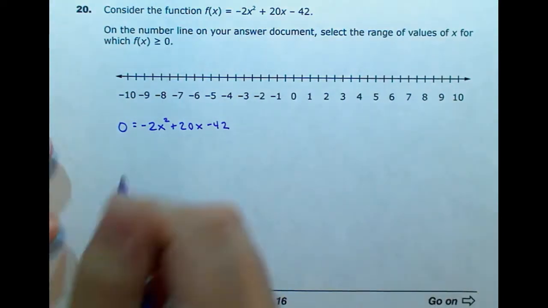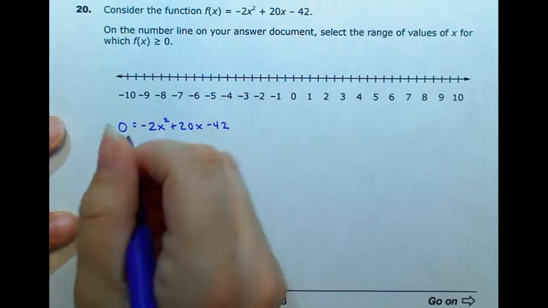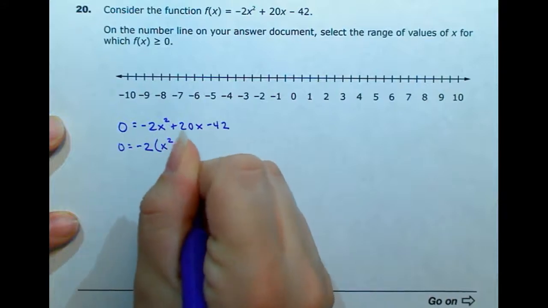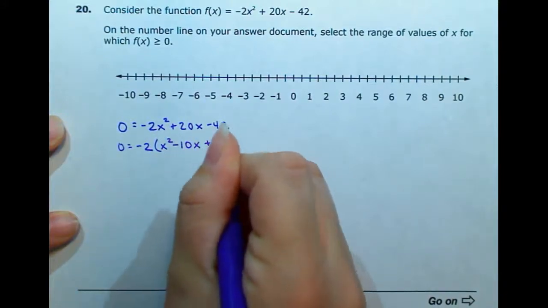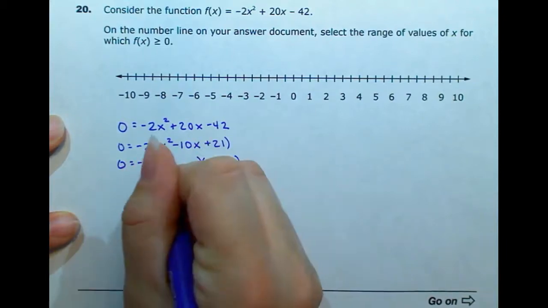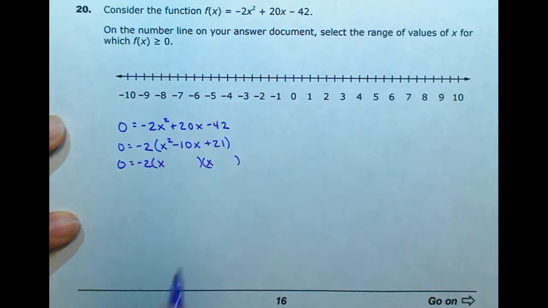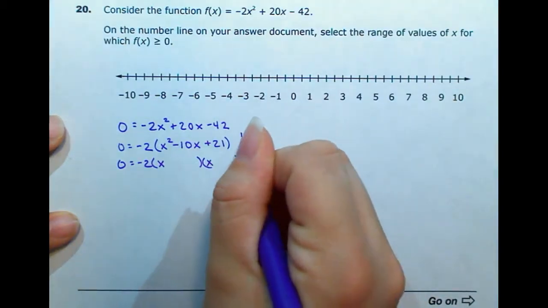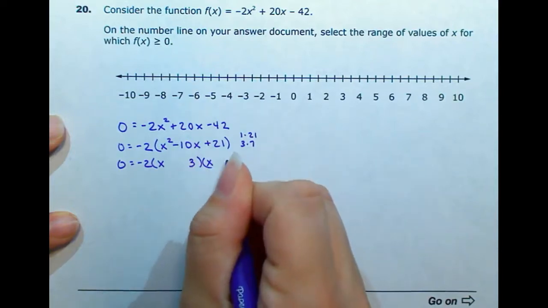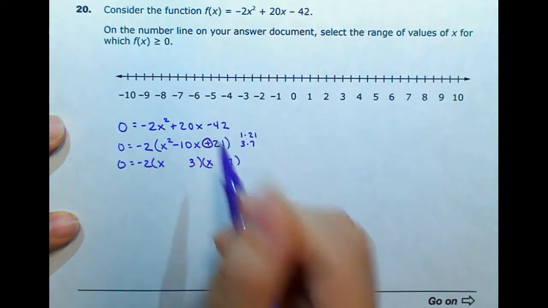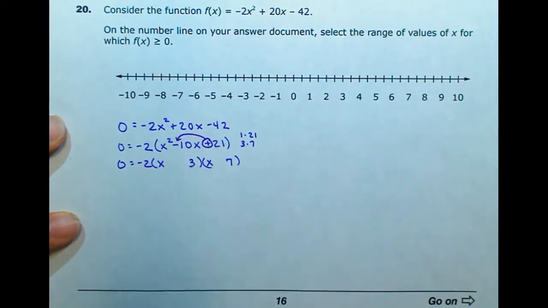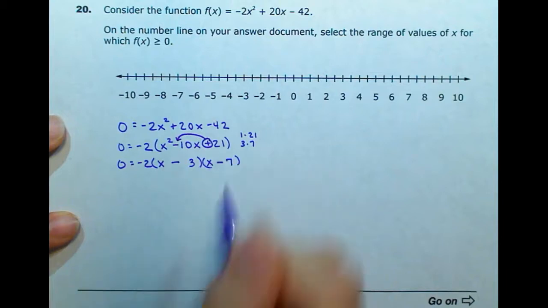So the first thing I'm going to do is factor out the negative 2. So negative 2 times x squared minus 10x plus 21. So this is going to factor more. X squared is x times x. And factors of 21 that are going to add up to 10 are 3 and 7. If I look at my signs, they are going to be the exact same because that one is positive, and they're both going to be negative. So x minus 3 and x minus 7.